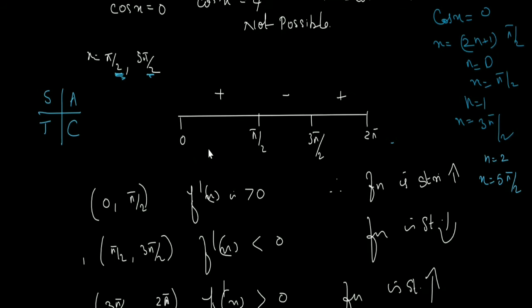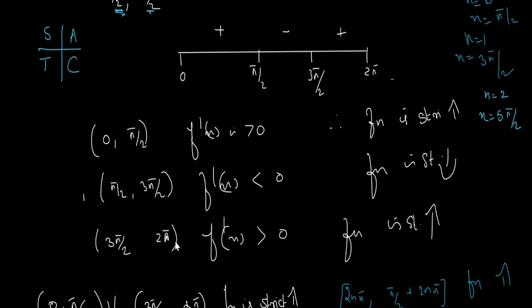f dash of x is greater than 0 in the interval 0 to pi by 2 and also 3 pi by 2 to 2 pi. So we write f dash of x is greater than 0, the function is strictly increasing. When you put the open bracket, you have to write strictly increasing.